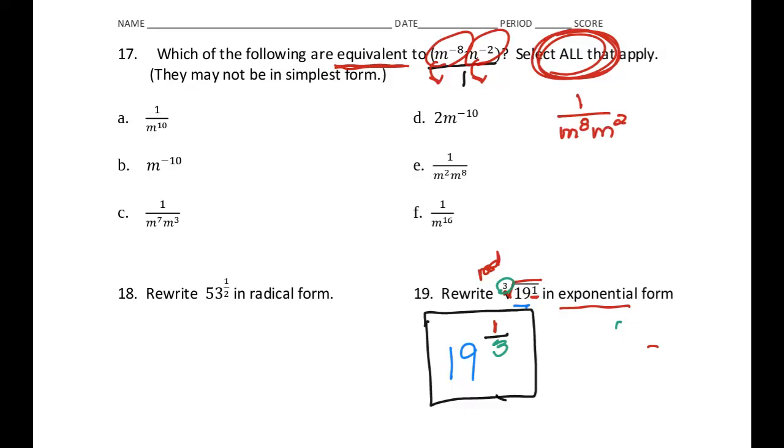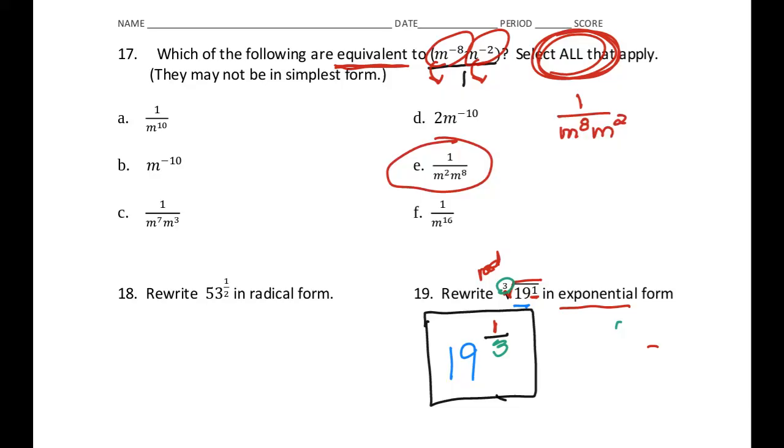Do I have that expression somewhere as one of my choices? E, yes. And you're like, well, but that's not exact. Well, it's kind of the same. M to the 8th times m to the 2nd is the same as m to the 2nd times m to the 8th. So E works. Do I have any others that would work here?